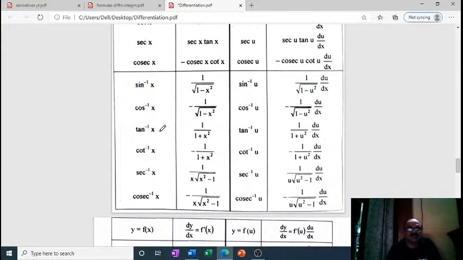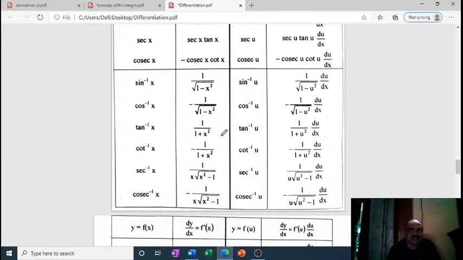Further, sin inverse x is 1 by root of 1 minus x square, cos inverse x is minus 1 by root of 1 minus x square, tan inverse x is 1 by 1 plus x square, cot inverse x is minus 1 by 1 plus x square, secant inverse x is 1 by x into root of x square minus 1, cosecant inverse x is minus 1 by x into root of x square minus 1.